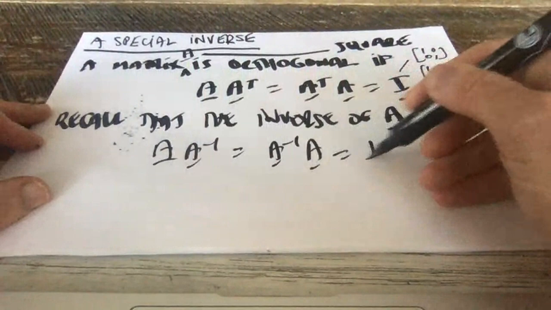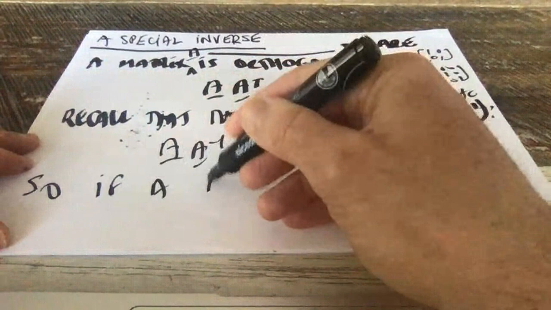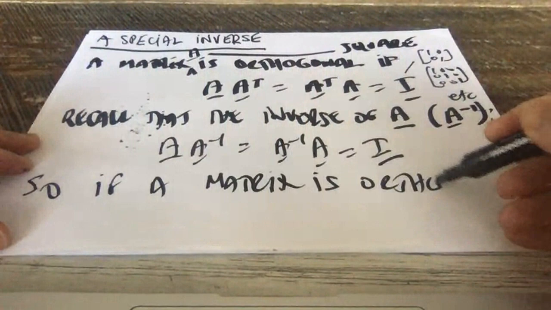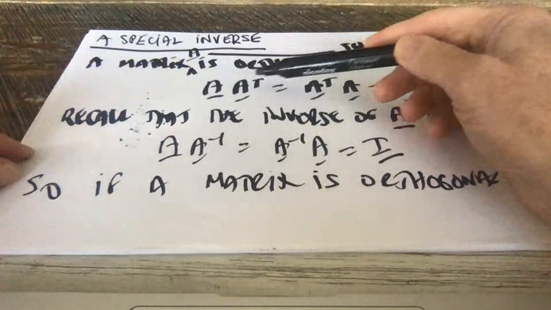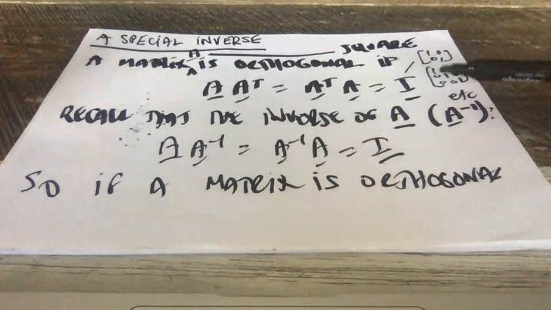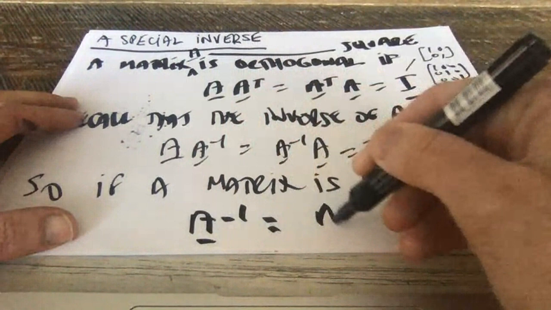So if a matrix is orthogonal, because if you look at this thing here, folks, you'll see that if you replace A transpose by A inverse, you get the same relationship. So if a matrix is orthogonal, A inverse is equal to A transpose.